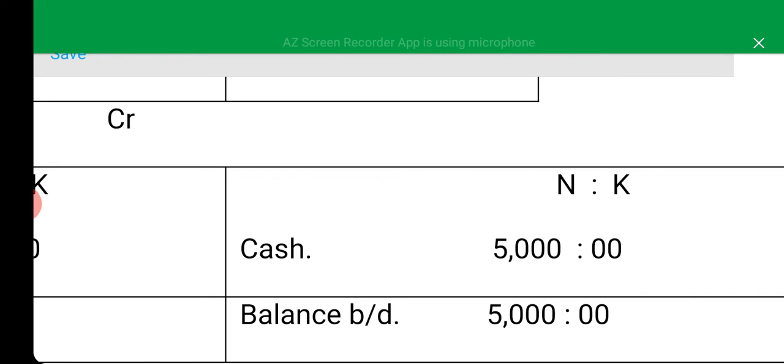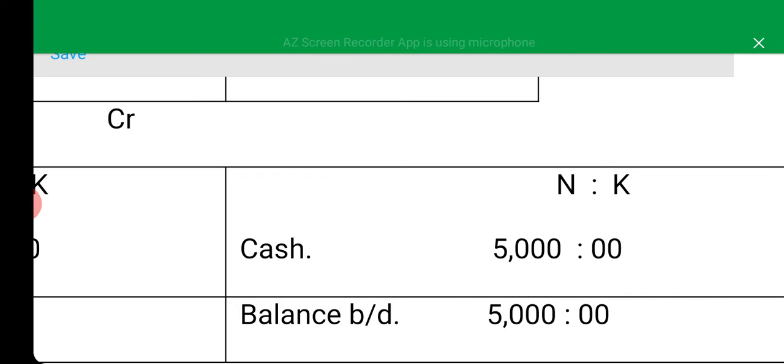So one thing we should have in mind is that to post the ledger from the cash book, all items on the debit side of the cash book, when they get to the ledger, will be credited, and all items on the credit side of the cash book, when we open the ledger, will be debited.